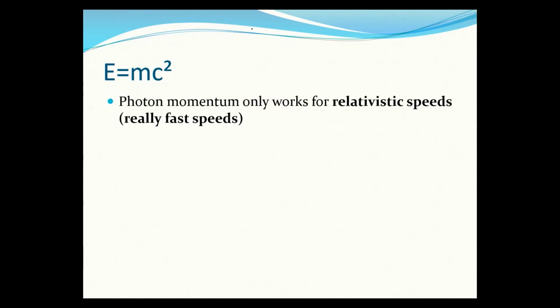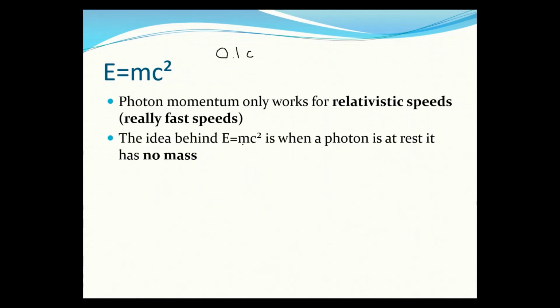So E equals mc squared is probably something that you've heard of. Photon momentum only works for relativistic speeds, so really, really fast speeds. If we're talking about relativistic speeds, sometimes we say 0.1 c, and that just means that you're moving at 10% of the speed of light, right?